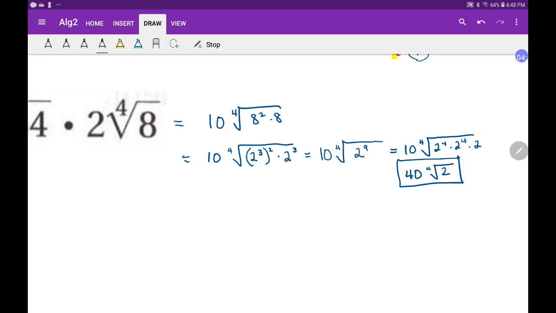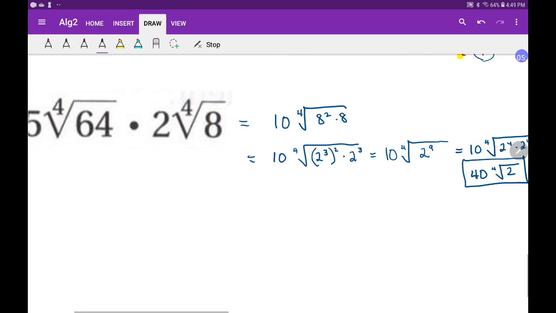We're looking for groups of 4. We found 2 groups of 4. So the 2 2's came out as a 4. 4 times 10 is 40. 2 got trapped inside, and make sure it's still inside. Yeah. All right, there we go.